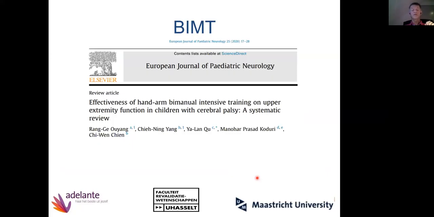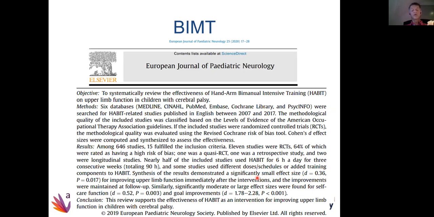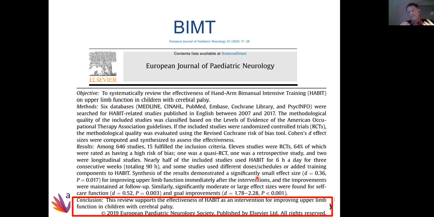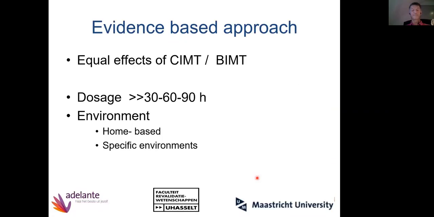And this was studied in 2020 by Ouyang, who looked at all types of bimanual intensive treatment approaches. Their conclusion, which is highlighted in red, is that bimanual treatment or HABIT is an effective intervention for improving motor activities within the upper limb. CIMT showed to be effective, BIMT showed to be effective. If they compare, they are equally effective.